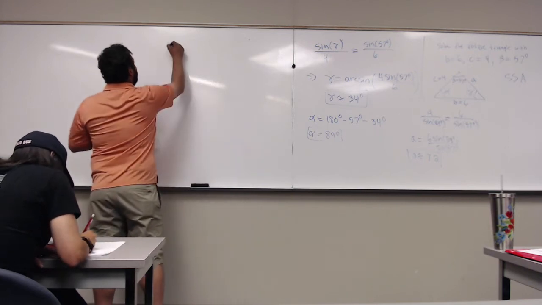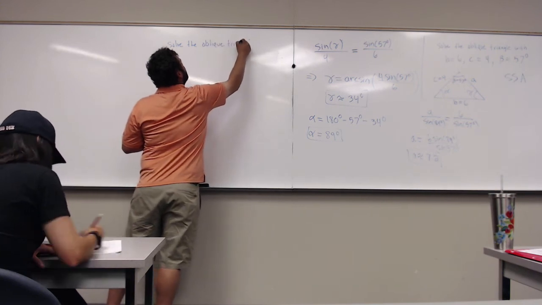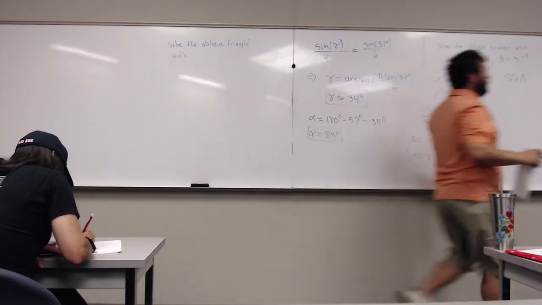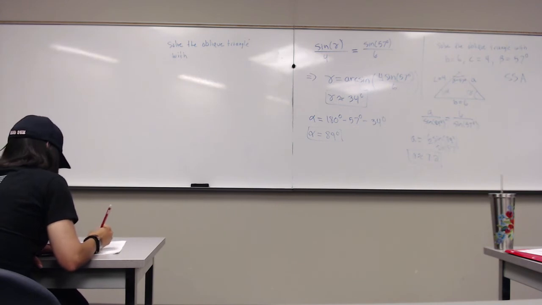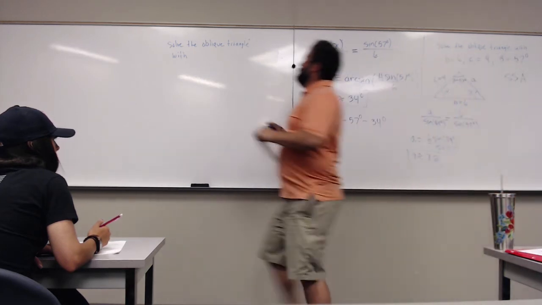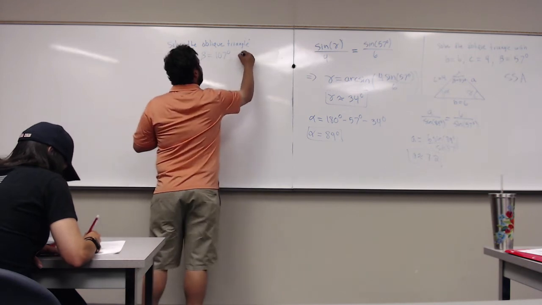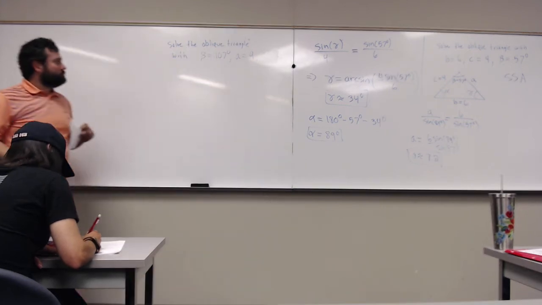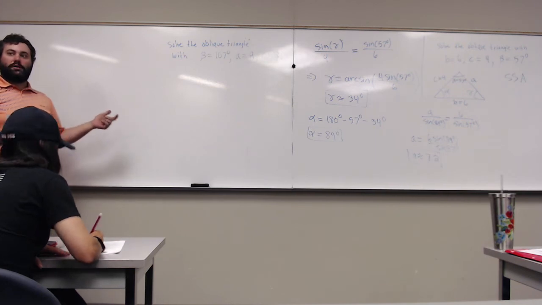So this time solve the oblique triangle with the known information. Hold on, let me write this down. So we'll say the given angle is beta, it's 107. We know A has length 9 and C has length 8. So first thing you should do is probably draw a picture and identify what type of triangle this is.